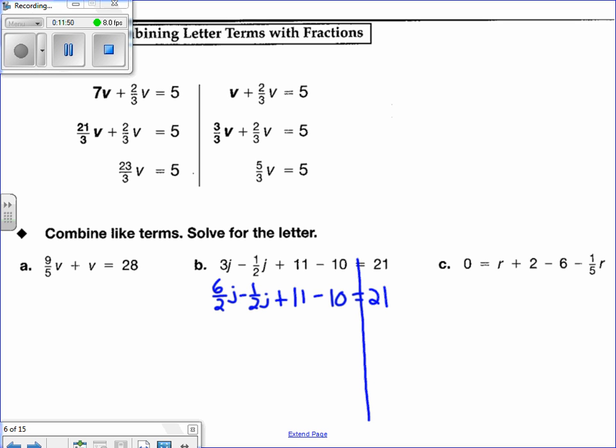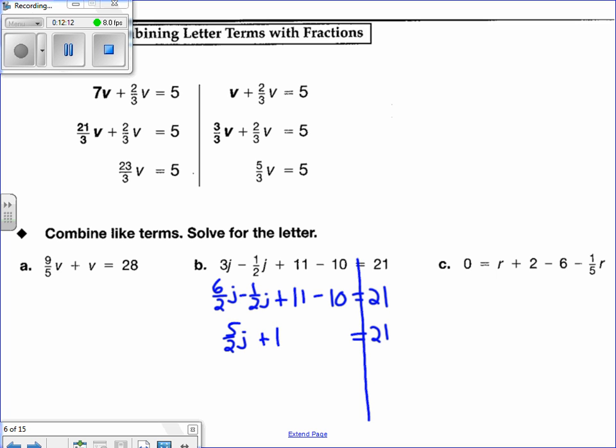Now I can go ahead and combine my like terms. So 6 halves j minus 1 half j. 6 minus 1 is 5, so I have 5 halves j. And then I can also combine the 11 and the 10. 11 minus 10 is positive 1, so 5 halves j plus 1 equals 21.